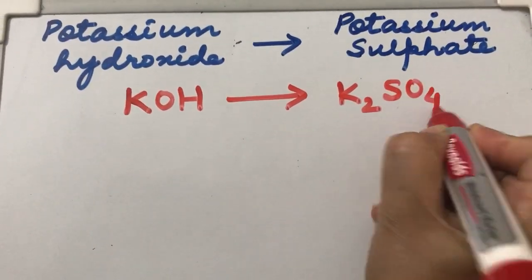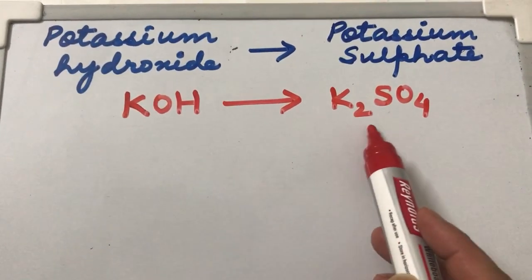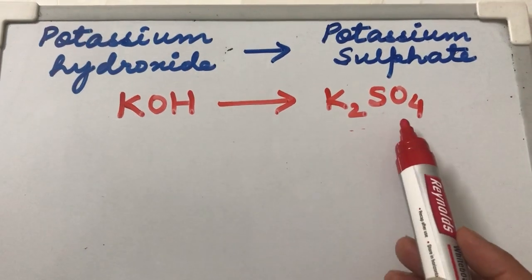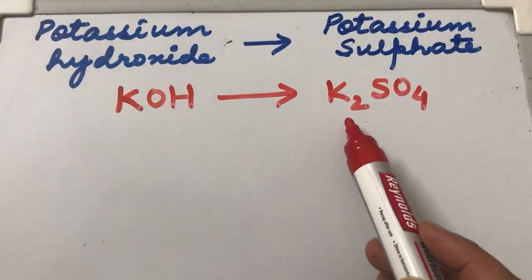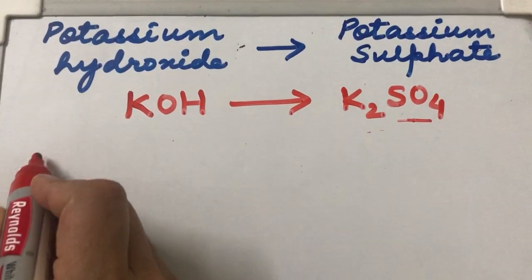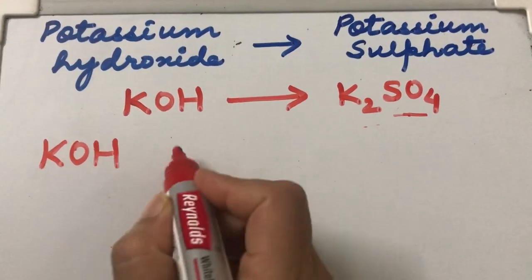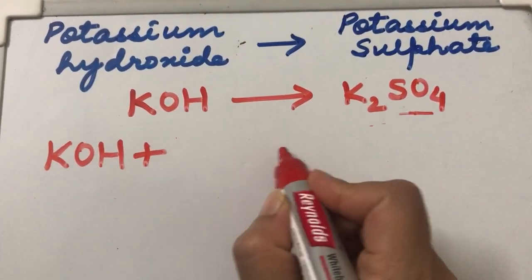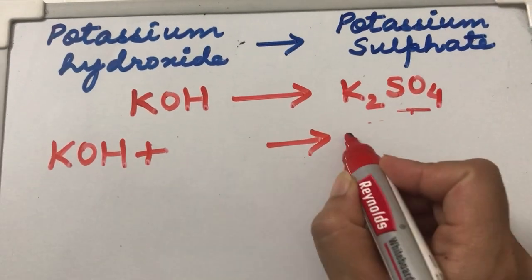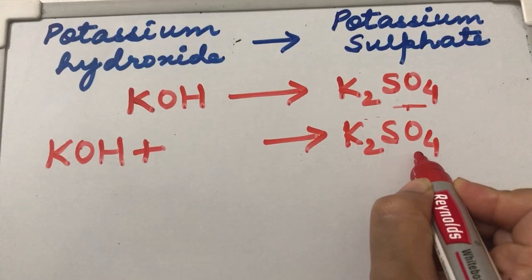K2SO4. Now for any conversion of this form, we need to first see what we need on the product side. On the product side, we need a salt of potassium, that is potassium sulphate. This makes things clear that on the reactant side, we need to react potassium hydroxide KOH with a reactant that contains a sulfate ion in it. So that means on the product side we need a sulfate.